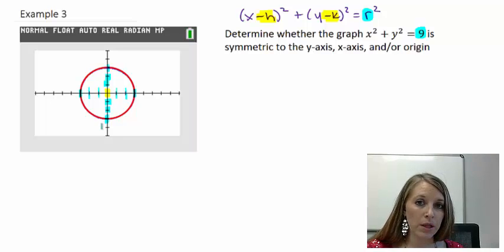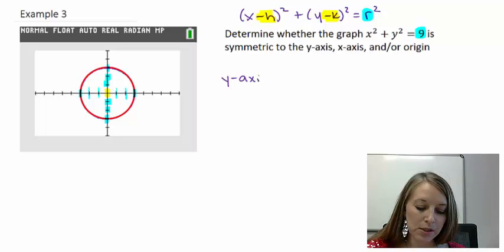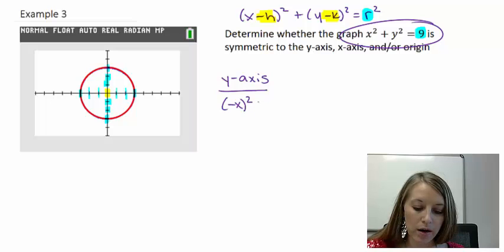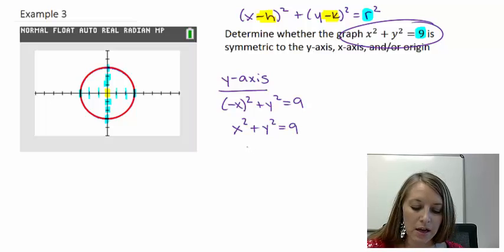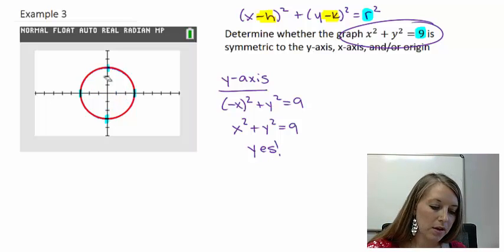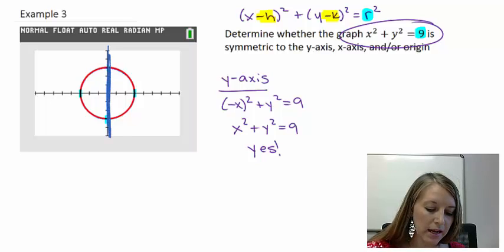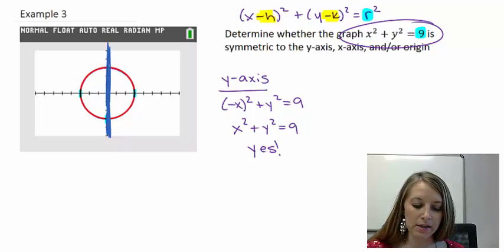Now, hopefully you figured out what this is symmetric to, but let's do the test before we confirm it with the picture. To test for the y-axis, we substitute in a negative x value into our equation. Negative x squared plus y squared is equal to 9. Just like in the last example, the square would eliminate the need for the negative, so that would give us x squared plus y squared equals 9. So that tells us that it is, in fact, symmetric to our y-axis. That means we can fold it over our y-axis and it will be the identical version on both sides.